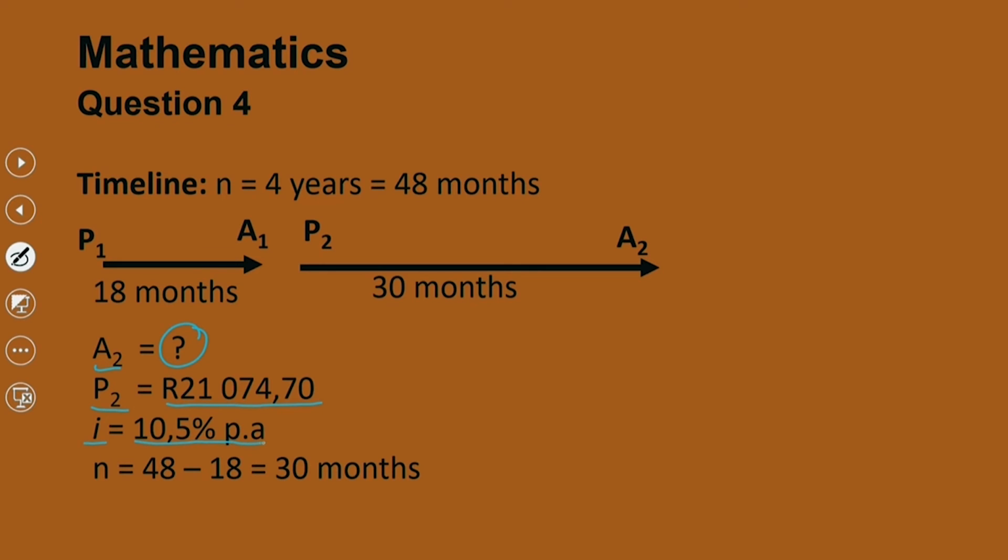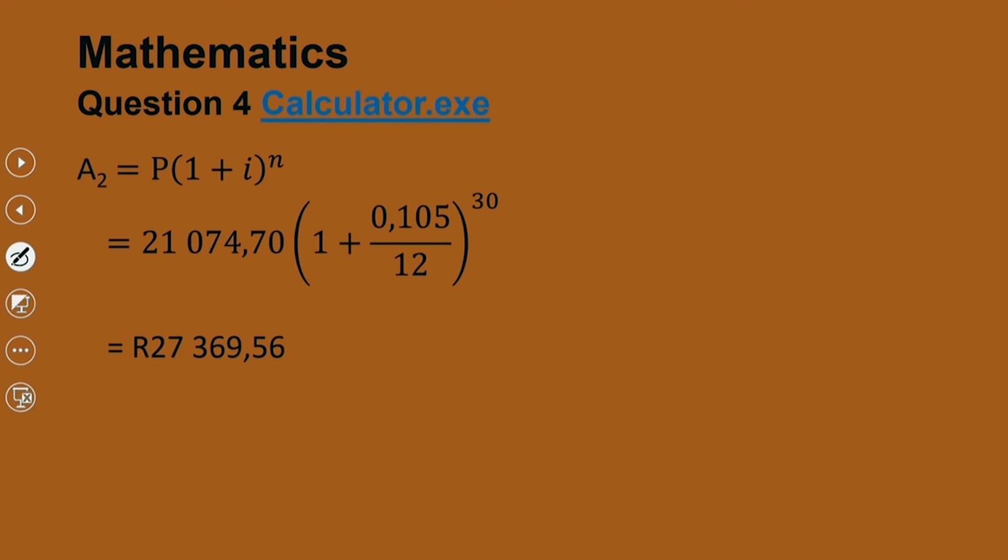Yes, it's 10.5% per annum, compounded monthly. Remember, this one is 0.105 divided by 12. This is what we are having, right? Remember, this is how we calculated that. And then N, yes, is the 48 minus the 18, which is 30 months. Now we can proceed and do the calculation.